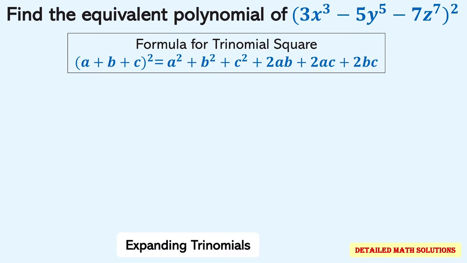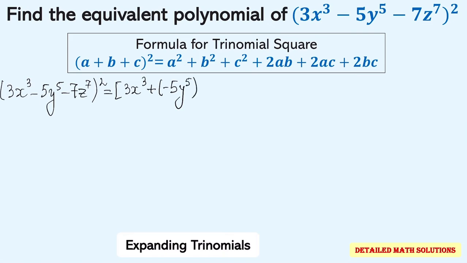To solve this exercise, I'm going to use the formula for the trinomial square, (a + b + c)². The trinomial (3x³ − 5y⁵ − 7z⁷)² can also be written as [3x³ + (−5y⁵) + (−7z⁷)]².